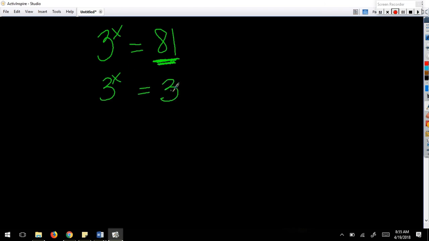So you're changing it to a base of 3 and rewriting it, and now we can say that our exponents are equal, right? So we're manipulating that base. It still has the same value. We're just writing it a different way so that we can solve for the variable. Does that make sense to you? Yes, ma'am.